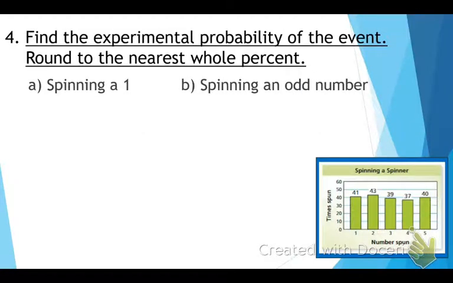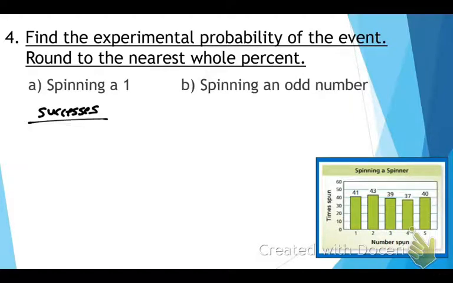All right, for the next one, once again, we're kind of looking at this. Now we're doing experimental probability. So that means they actually did the experiment, and it is right here in our graph of spinning this spinner. So what are the odds, or what's the probability of us spinning a 1? What is my formula for experimental probability? Good job. Successes over trials.